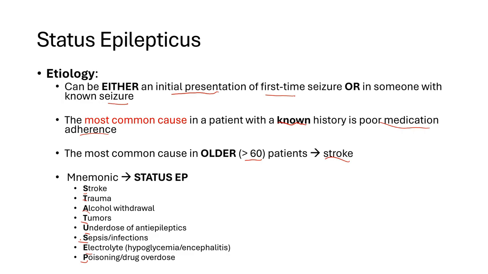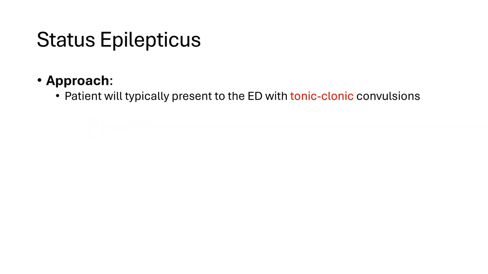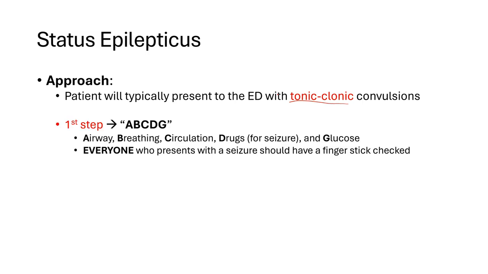Now, as you know, there are a lot of different things that can cause SE, but the two you need to know for exam day are poor medication adherence and new onset stroke. Now, it is also important to have an appropriate approach to SE. Patients, again, can present any way with status epilepticus, but for exam purposes, will typically present to the ED with tonic-clonic-like convulsions. Now, a mnemonic to remember the stepwise approach is ABCDG, where ABC stands for airway, breathing, circulation.